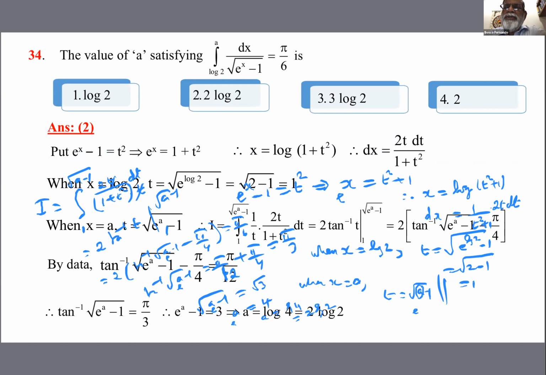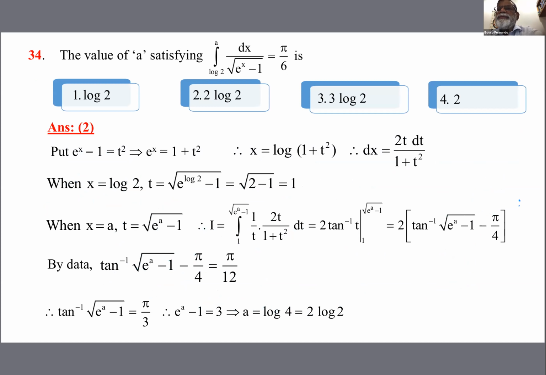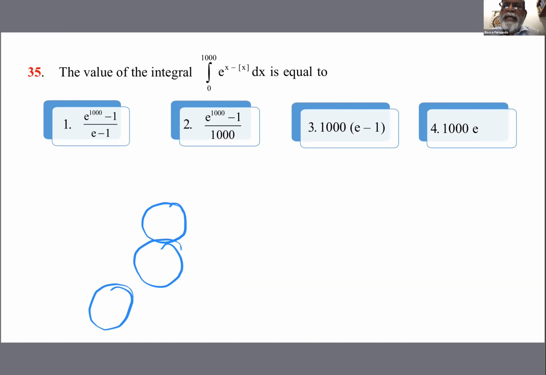So I'll show you the printed solution. So here only we made a mistake. Let us go to the next. So this is a very unreasonable problem, but it can happen also.